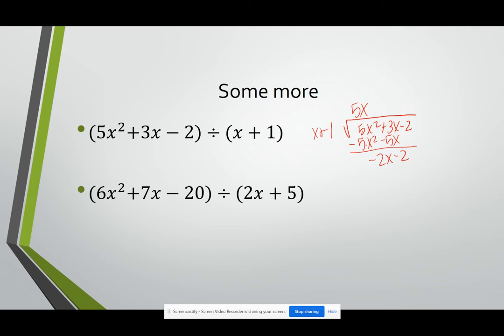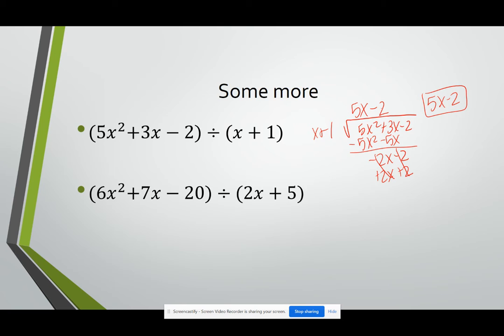How do I get x to become negative 2x? I multiply it by negative 2. Once again, negative 2 times x gives me the negative 2x, but I have to use my opposite operation. So we add 2x. Negative 2 times 1 is negative 2. We have to add 2 because it's the same thing as saying minus negative 2. That gives us the plus. So I write my final answer as 5x minus 2.